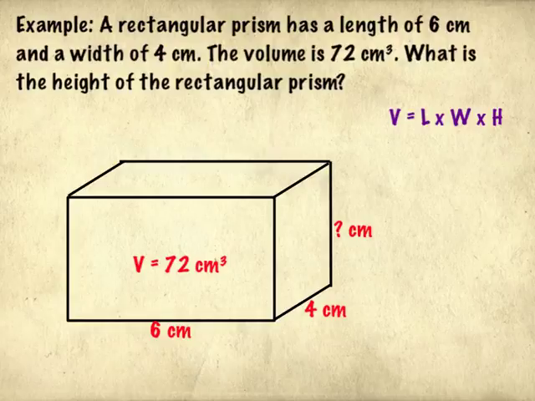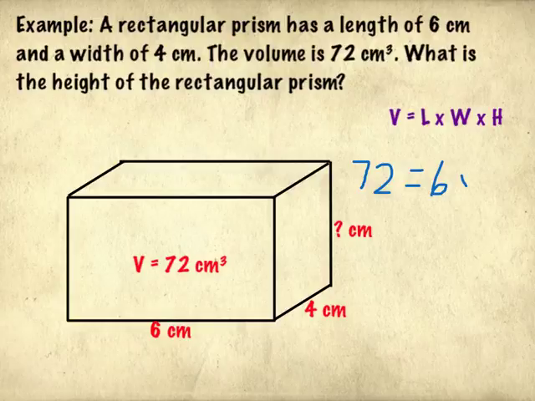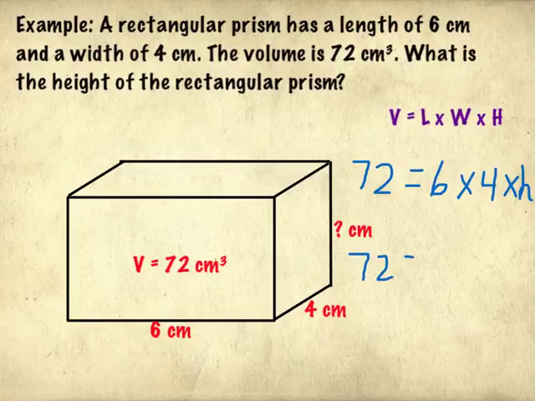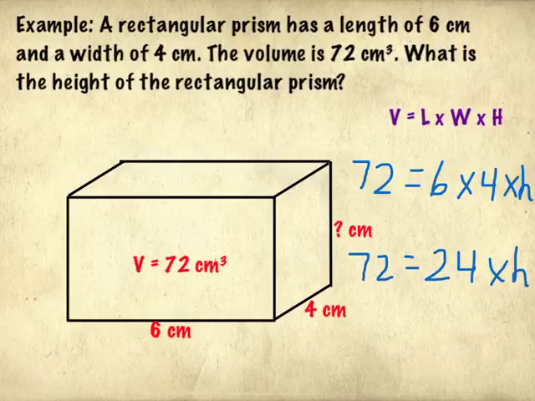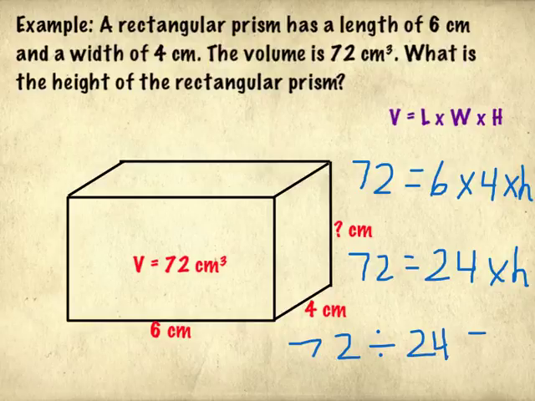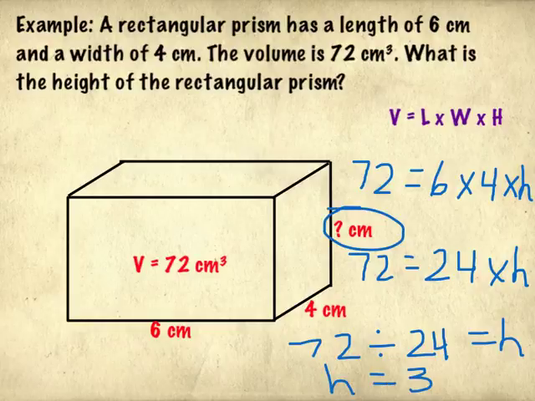So let's sub in some information there and see what I get. I know that the volume is 72. I know that the length is 6. I know that the width is 4, but I don't know height. So if I do a little bit more math, I get 72 equals 6 times 4 is 24 times height. Now I'm just doing fact families. So you have to remember, if 24 times h equals 72, then 72 divided by 24 equals h. And if I use my calculator to do that, I will find out that h equals 3. So how tall is this prism? It is 3 centimeters tall.